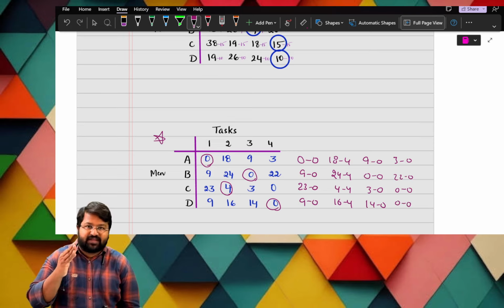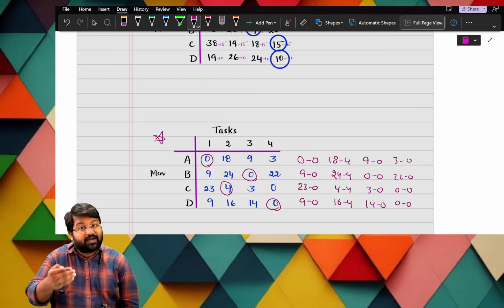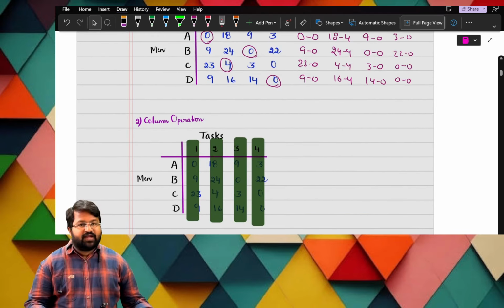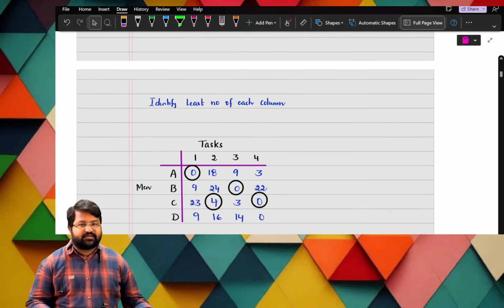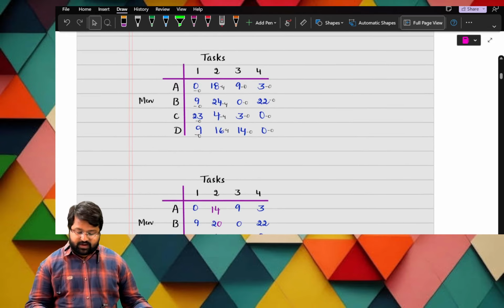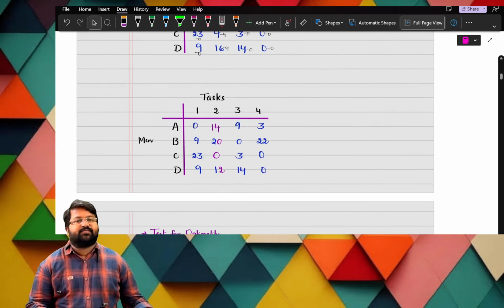So we have to identify the least element from the columns and deduct that number from the respective elements of the columns. Okay? So have done. So what will be the end result? Identify the columns. Columns are vertical lines. Next, identify the least numbers. Over. Next, I have deducted the numbers. So mention this now. This will be my end result.